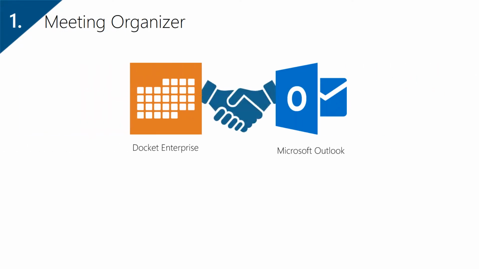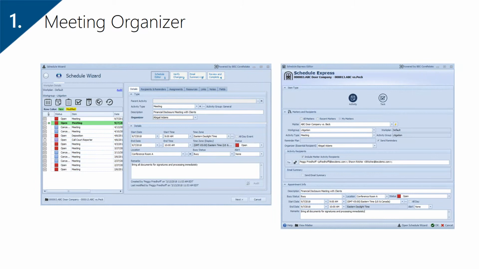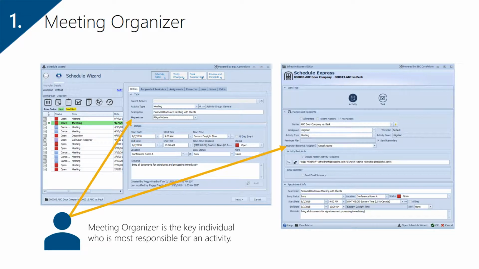In the most recent release, Docket Enterprise is even more tightly integrated with Outlook. Like Outlook, it requires a meeting organizer on every activity that is scheduled. Think of the meeting organizer as the key individual who is most responsible for an activity. As you can see, Meeting Organizer is a required field on both the Schedule Wizard and Schedule Express.